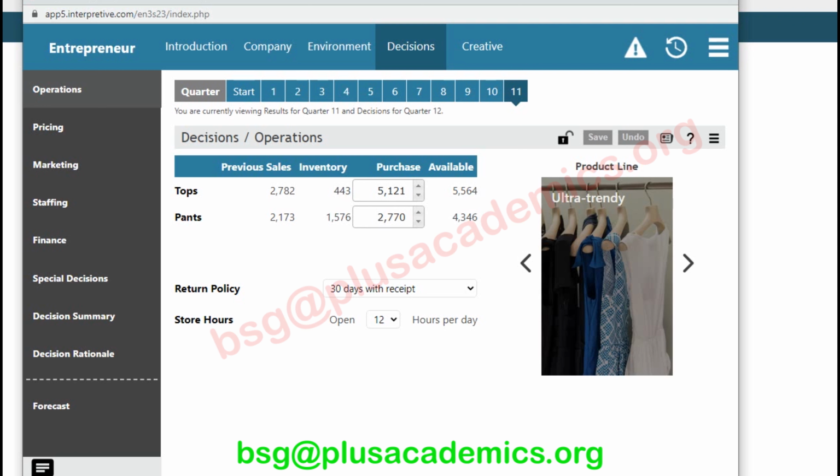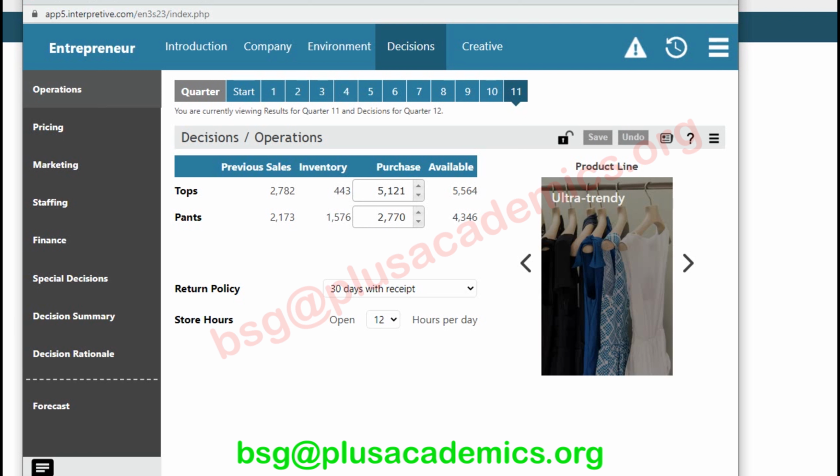You can also see that we have changed our return policy from 10 days to 30 days, because we have seen that those that had many days in their return policy ended up having a higher profit than those that had fewer days in return policy. Store hours, we have also increased the store hours from 11 hours to 12 hours. This will really help us to increase the number of hours that the customer can have to shop in our stores.